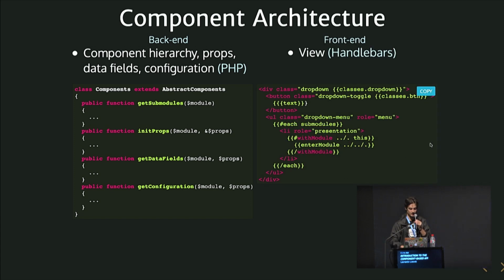And this is how it looks on the view. I have implemented this with Handlebars. This is an example of a drop-down. You can see a div, then there's a button, then there's a UL, and it iterates over all of its submodules, and for each of them it prints an li, and it says each of the submodules, render yourself.